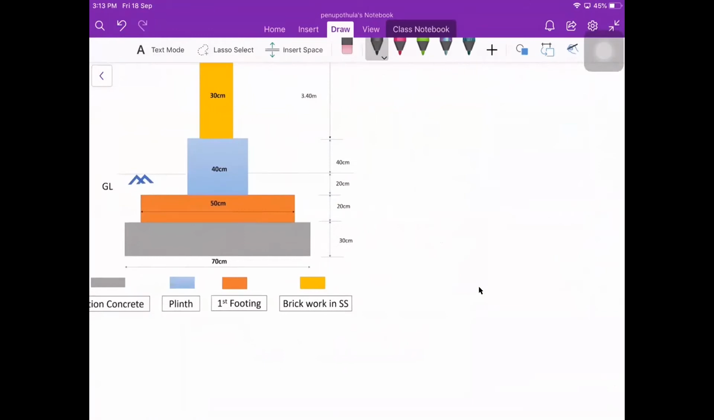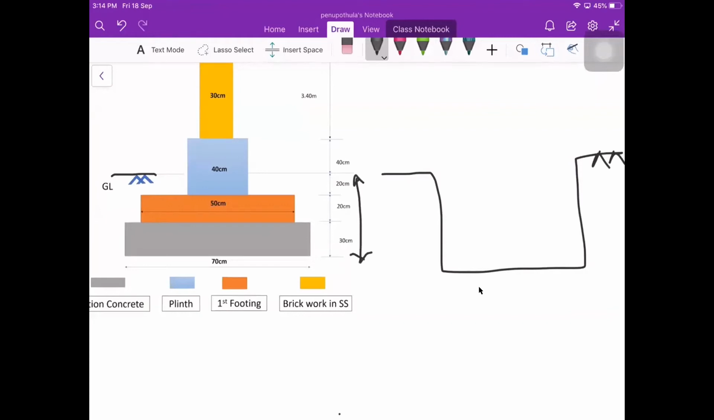earthwork excavation is from the ground level to the bottom level. So here I am drawing this, approximately. The distance from here to here, this is the height. How much is it? 30 plus 20 plus 20, 70. So 70 centimeters is the depth of earthwork excavation. This diagram you need to draw in your notes for the earthwork excavation, 70 centimeters.